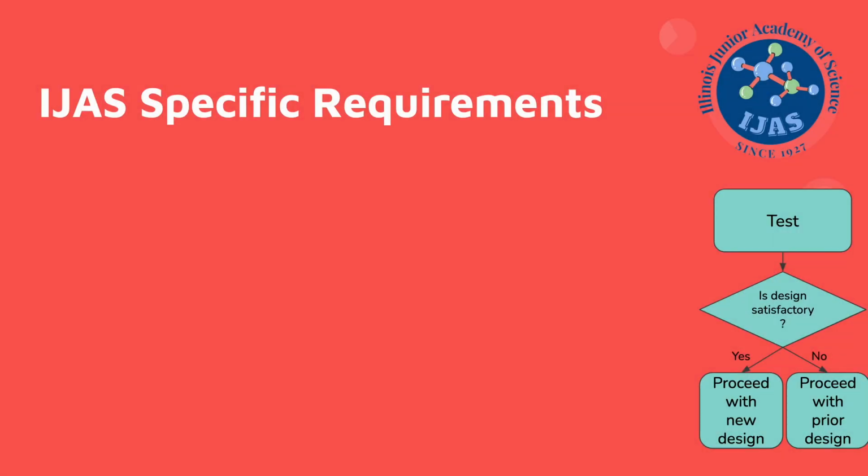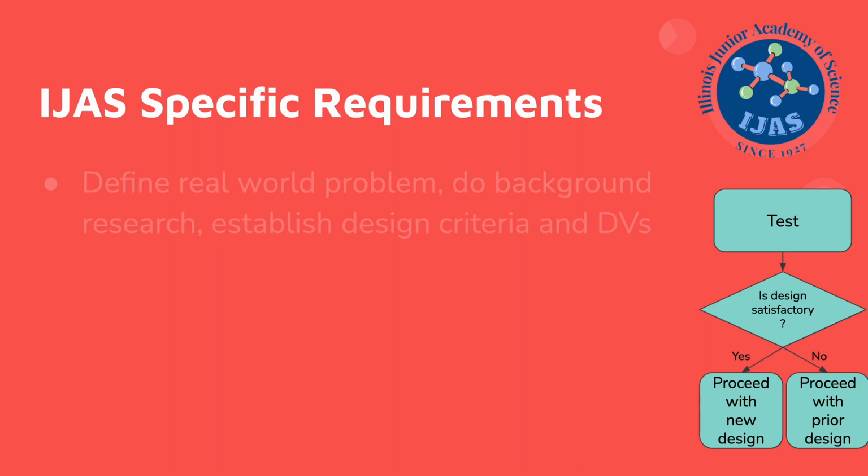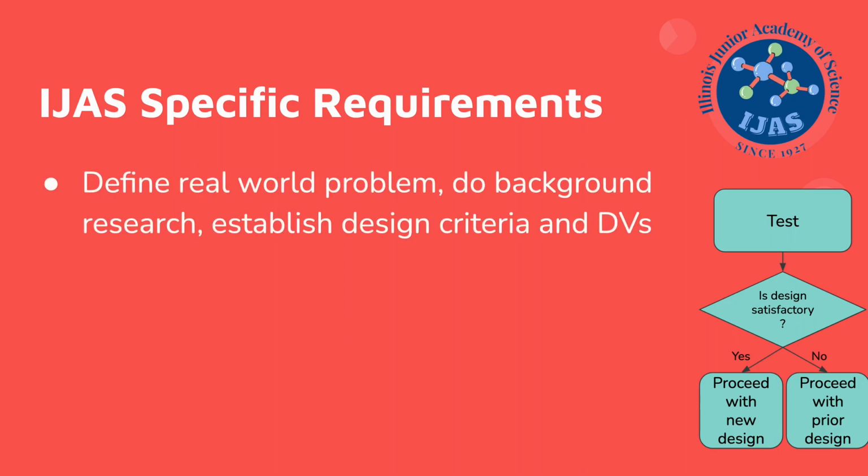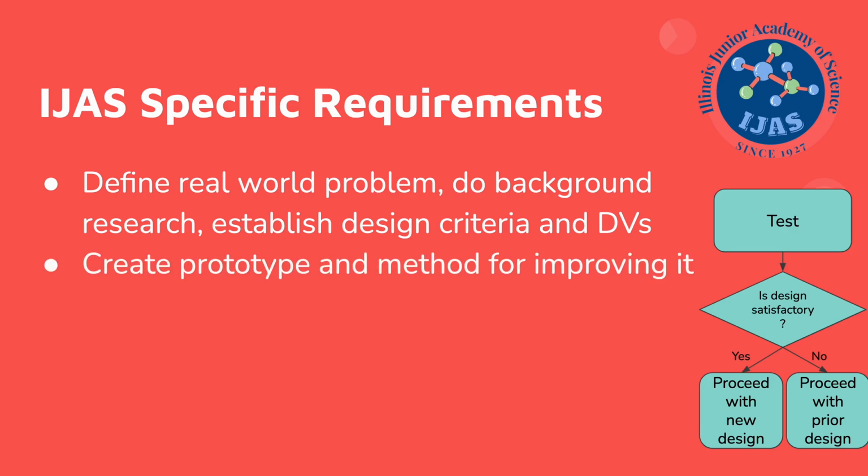Lastly, let's touch on the IJAS specific requirements. As mentioned, you must define your real world problem, do background research, and establish your design criteria and multiple dependent variables. After all of that, you should design your prototype and create and state your system for improving your design, which is typically done through a flowchart. This is a standard framework for most design flowcharts, the one seen on the bottom right.